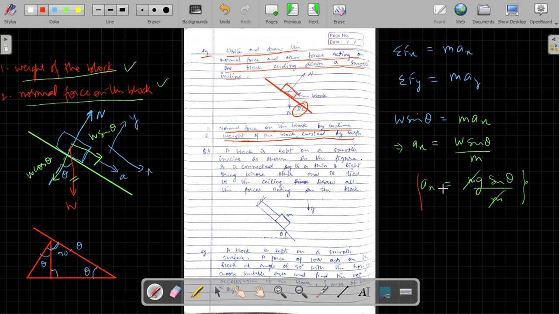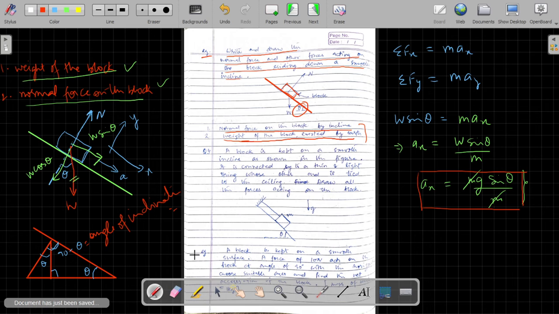So here we have found the acceleration of the block. Acceleration of the block is g sine theta, and the two forces are this. So that means that whenever a block is kept on a smooth incline, then its acceleration on that incline is simply g times sine theta, where theta is the angle of inclination. And that gives us the acceleration. And what we also notice is that the acceleration of the block is independent of the mass of the block. That is also a very good fact.